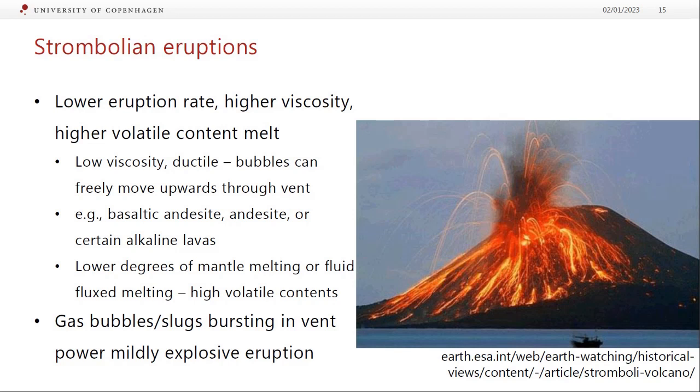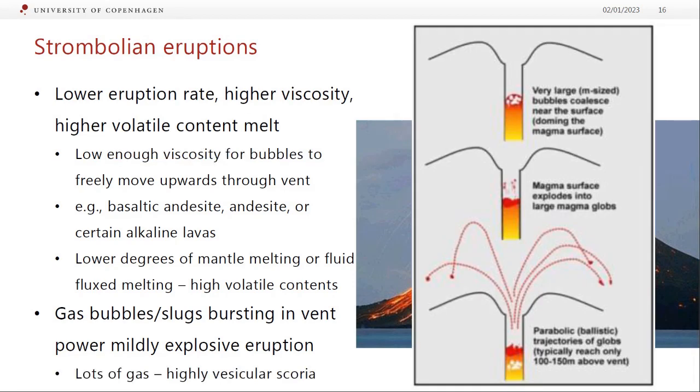Basically what happens is the bubbles can move upwards through the conduit, but there might be a cool upper surface, and the gas bubbles might coalesce into big slugs, and these can get trapped. They build up near the surface, it domes upwards, and eventually it bursts, and this throws out all these little ejected pieces of basalt. Because there's so much gas involved, and particularly this bit that's bursting is a region with a lot of bubbles in it, it produces scoria. So that's why we get scoria cones from this type of eruption.